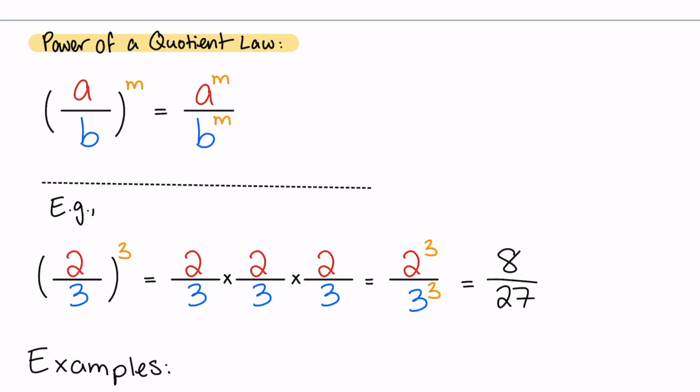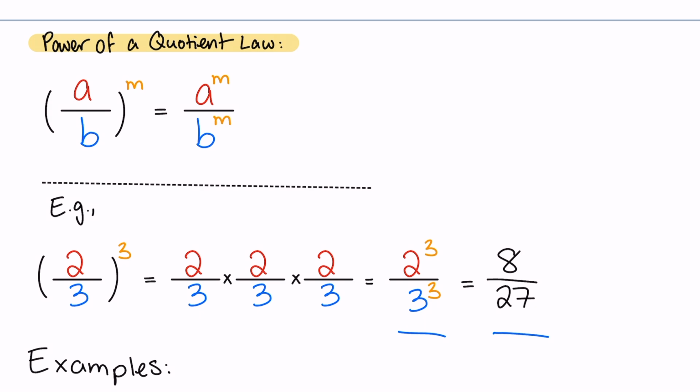And the last exponent law I'd like to talk about before we dive into some examples is the power of a quotient law. This law states that when we have some fraction raised to a power, we can apply that power to the numerator and to the denominator separately. For example, we have 2 over 3 to the power of 3. That is the same thing as writing 2 to the power of 3 divided by 3 to the power of 3. And when we solve, we get 8 over 27.